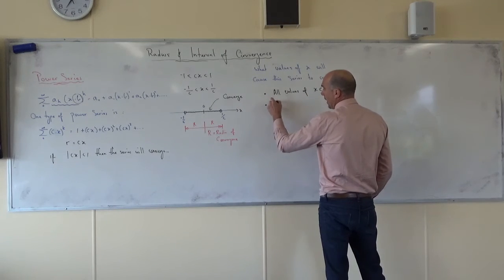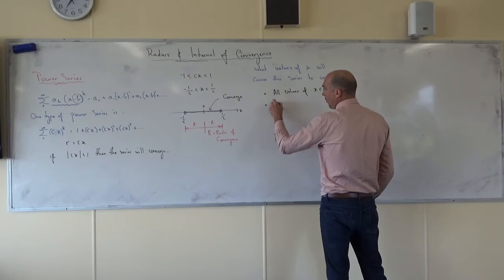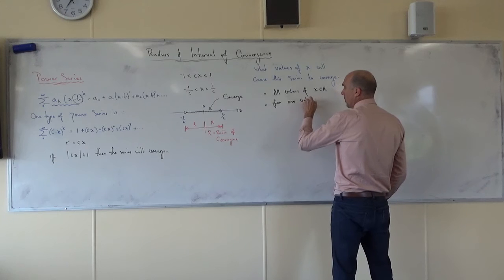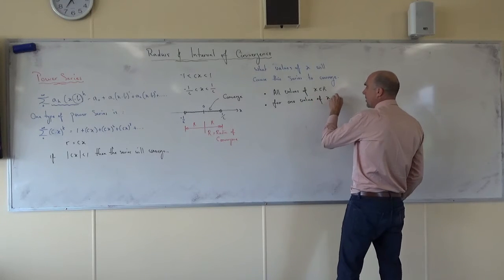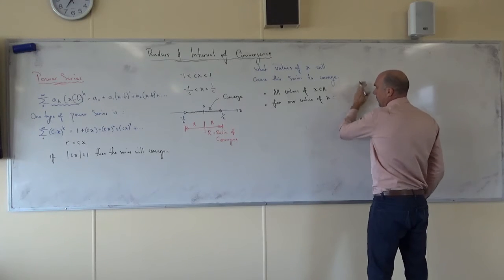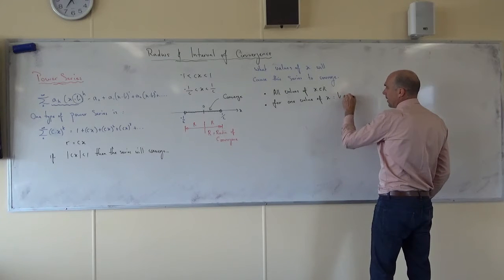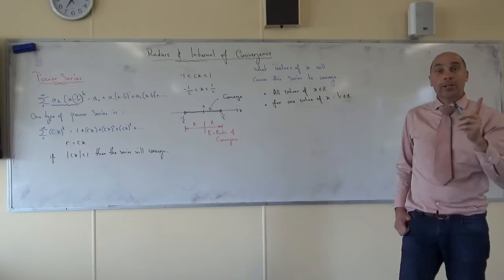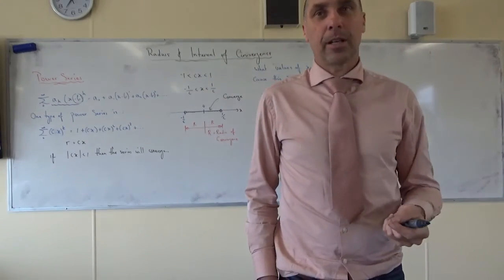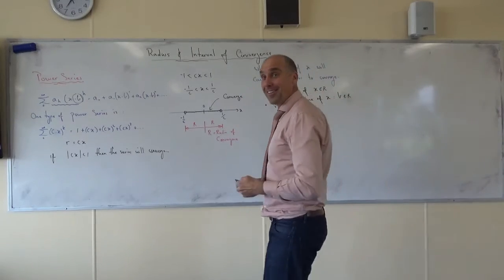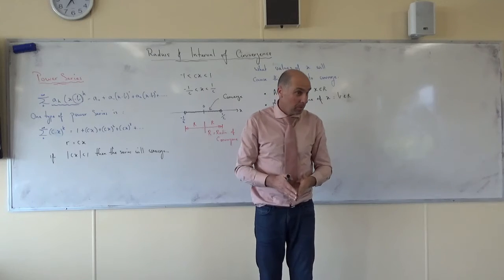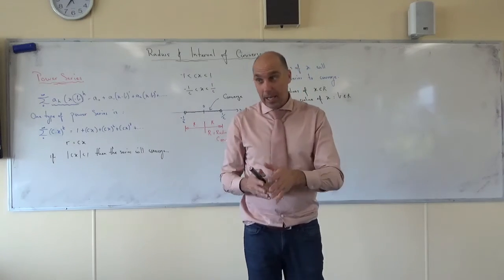Second, it could converge for one value of x, such that b is an element of R. So it could actually converge only for one value. And then what's the last case, do you think? The last case is this. It could converge for an interval. Yeah? And we'll look at these examples as well.